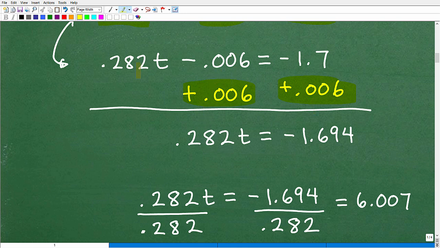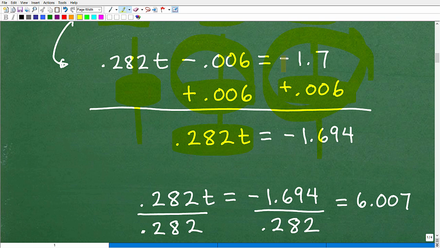All right, so here, think about when you're adding 0.006 to both sides of the equation, you want to add down in an econo manner. So we have 0.282t plus nothing is just going to be 0.282t because we have negative 0.006 plus 0.006. This goes away, right? These cancel each other out. And that's what we wanted to happen. We're effectively moving this 0.006 to the right-hand side of the equation.